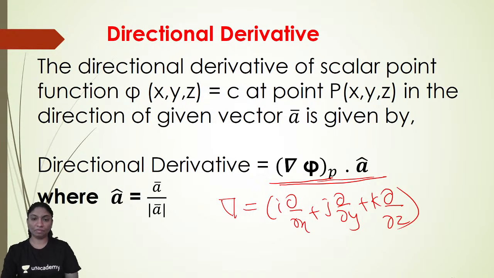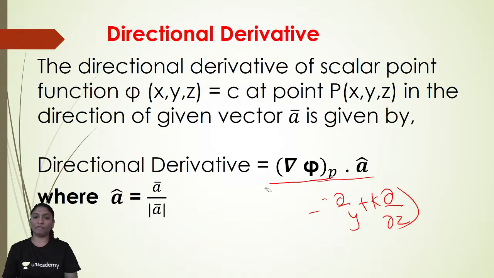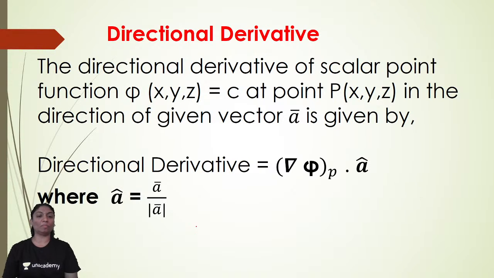Now see, to find out this del phi at P dot a cap, a cap is the unit vector, which can be calculated by using the formula a cap is equal to a bar upon mod of a bar.